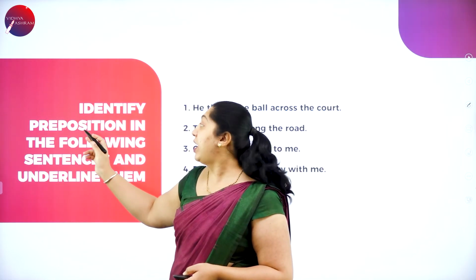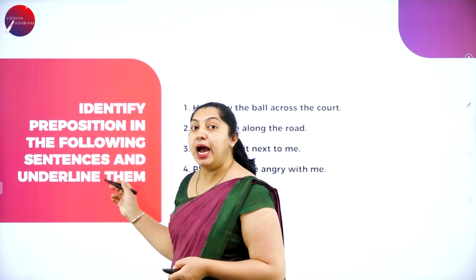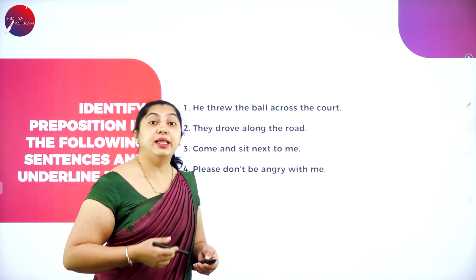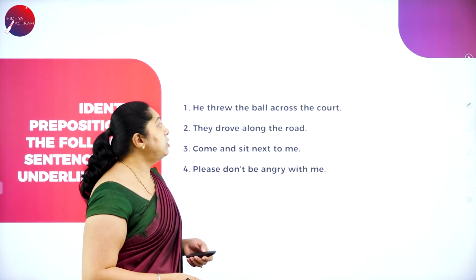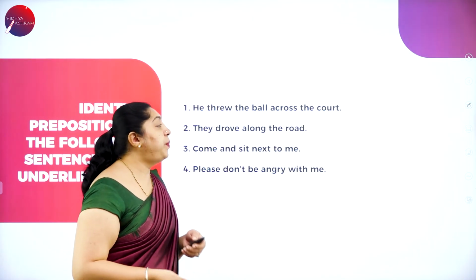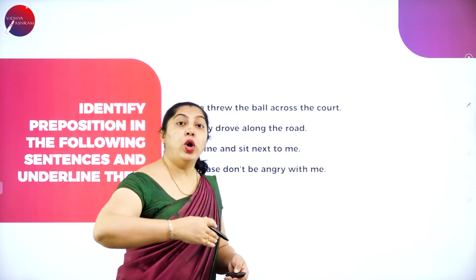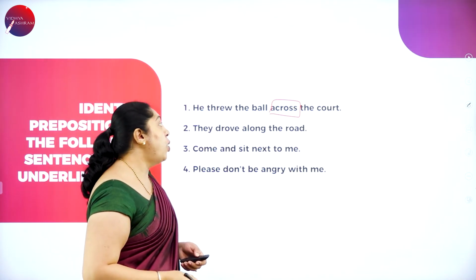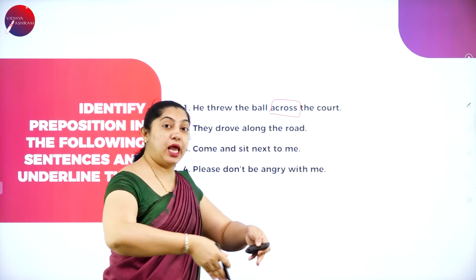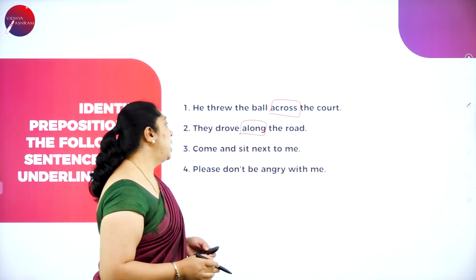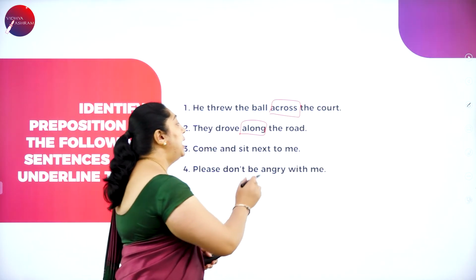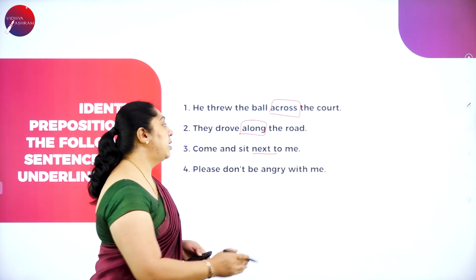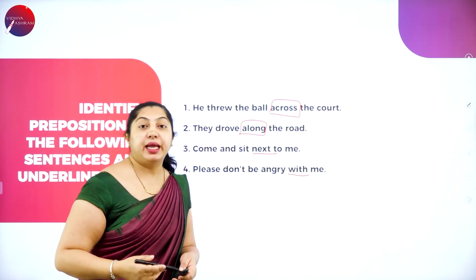Identify the prepositions in the following sentences and underline them. I have given you a few questions. You need to read the question and underline the preposition. He threw the ball across the court. Which is the preposition here? Across is the preposition. They drove along the road. Where did they drive? Along. Come and sit next to me. Next. Please don't be angry with me. With.